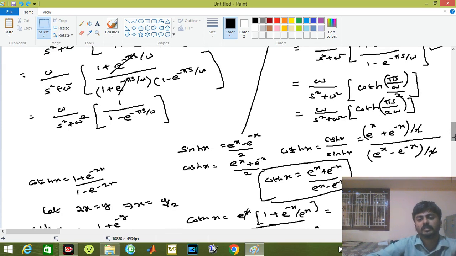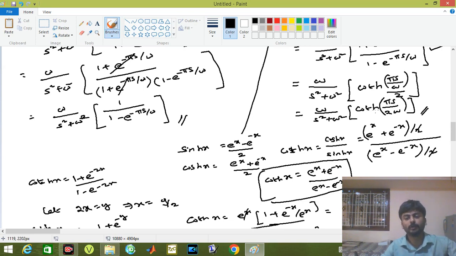So this is your answer for the periodic function in period 2 pi by omega, that is for sin omega t. This is your result for modulus of sin omega t for period pi by omega. Okay, now you have got the result. Yes, the results are omega by s square plus omega square into 1 minus e power of minus pi s by omega, and this result is okay.